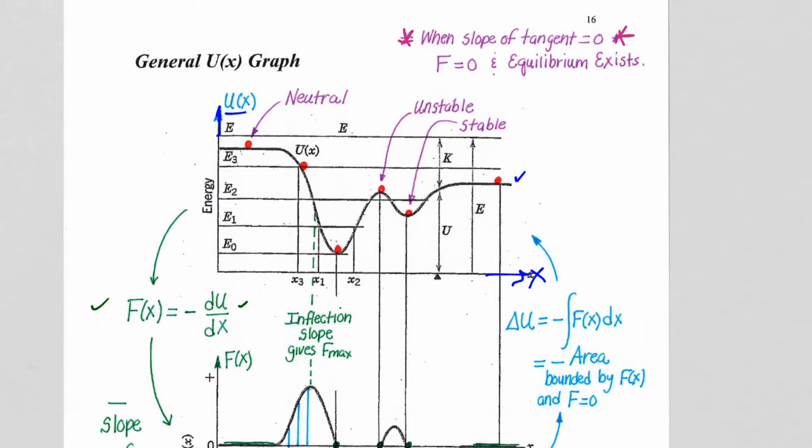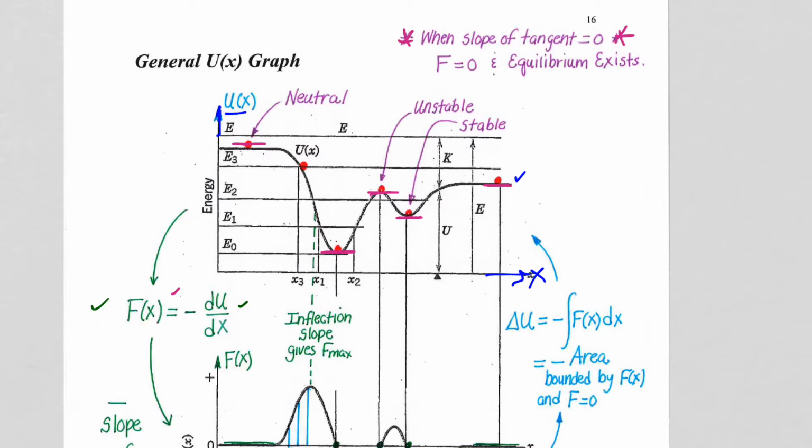So if force equals negative the slope of the tangents, negative dU dx, then where you have a tangent line with no slope, you are going to get no force. Where you have no force, the object is said to be in equilibrium, and there are three types of equilibrium that you need to know, and you need to know the language that goes along with them. The first is neutral equilibrium, and that's when the object would be sitting in these plateau regions.